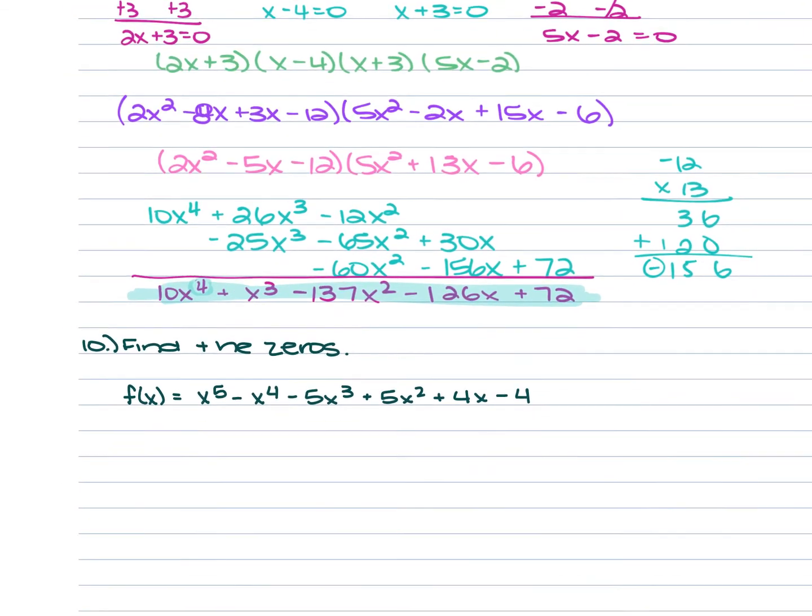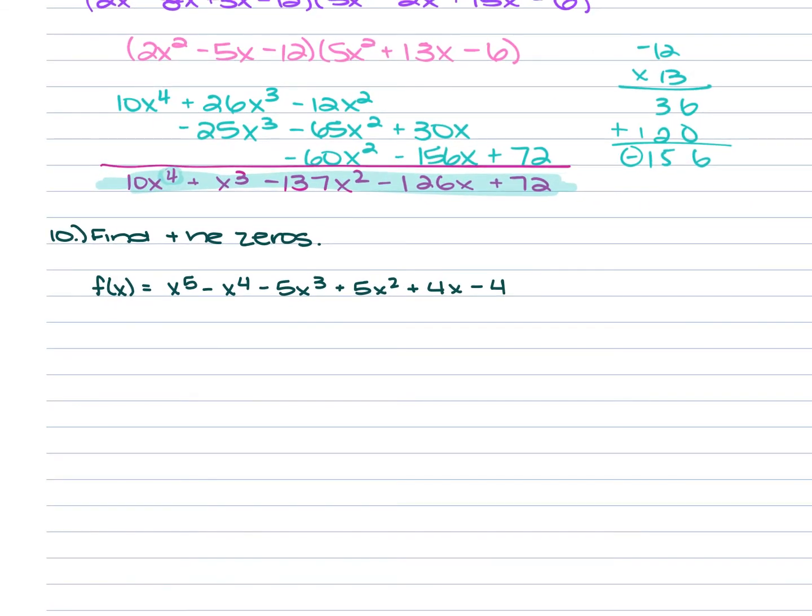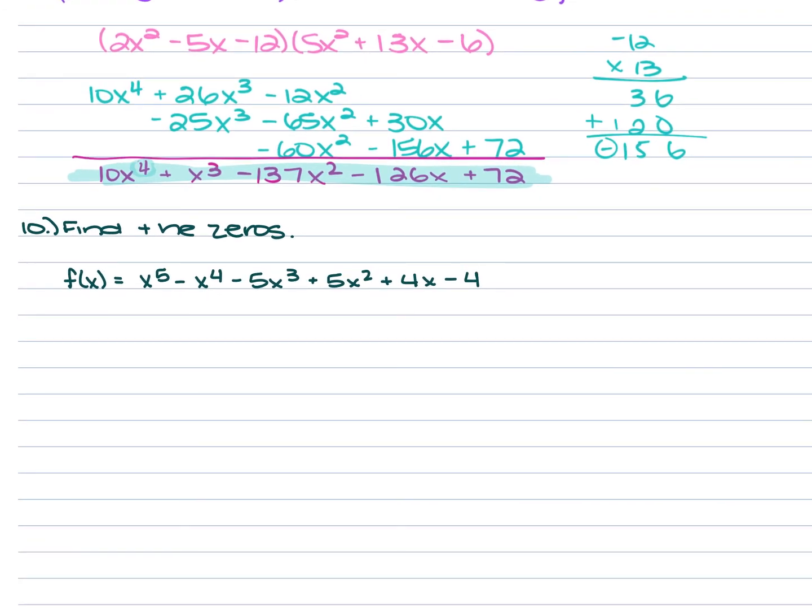Okay, so the last question that I've added for you that's similar to ones you're going to see on your test is finding the zeros. If you're given the function f of x is equal to x to the 5th power minus x to the 4th power minus 5x cubed plus 5x squared plus 4x minus 4, you have something that's not 4 terms, so you cannot factor by grouping. It's much larger than that, so you're going to have to use your synthetic division.